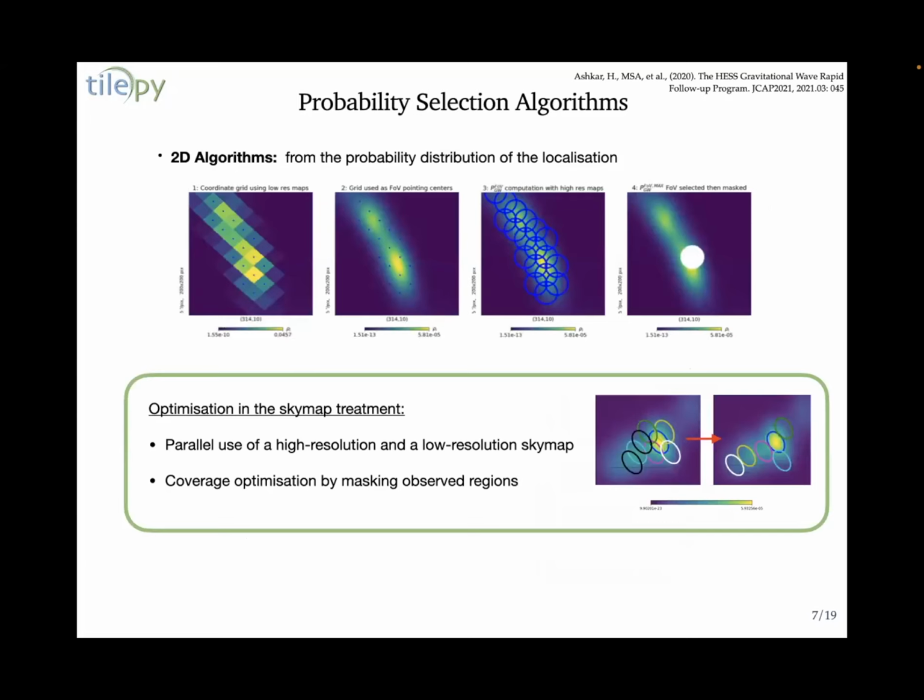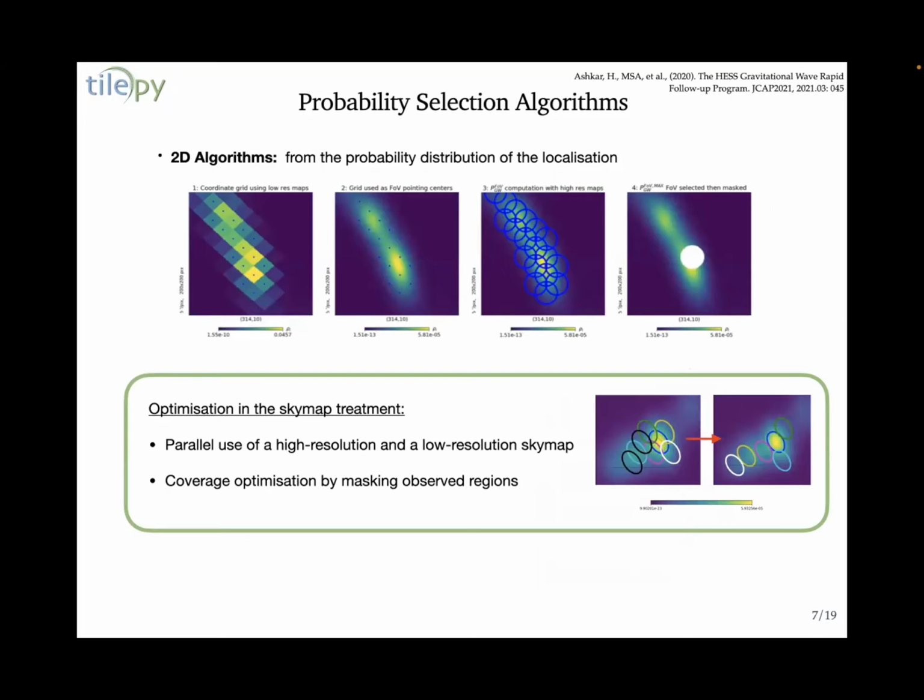Okay, now moving to the probability. So we have these probability density sky maps. And what we do is use the center of the pixels as a grid. So you see here we have the grid of pointings. We use two maps, one high resolution and one low resolution, so that it goes faster. Because if we were using the high resolution, we would have too many dots.